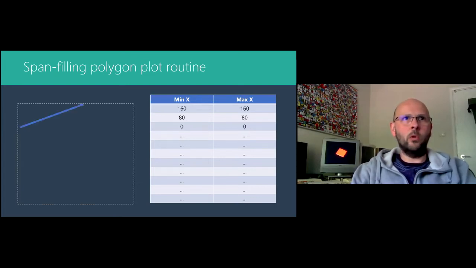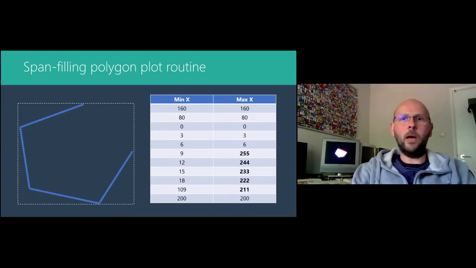So say we want to draw a polygon here. Rather than plotting pixels to the screen, we just record the minimum X value and the maximum X value on each line. So we go around, fill in the table, and then as you start to enclose the polygon, you overwrite those maximum X values on the side until you've completed. So we have this table now of the spans that go across the screen that would make up our polygon.